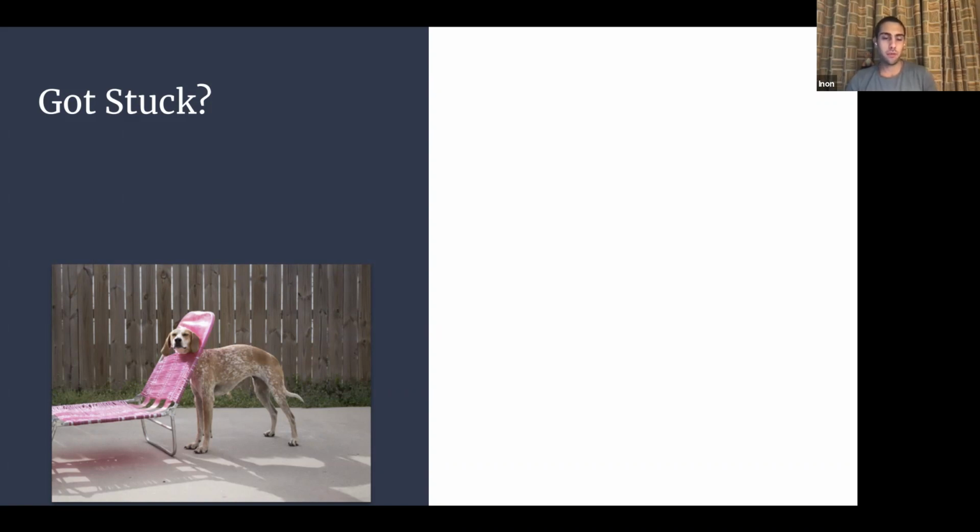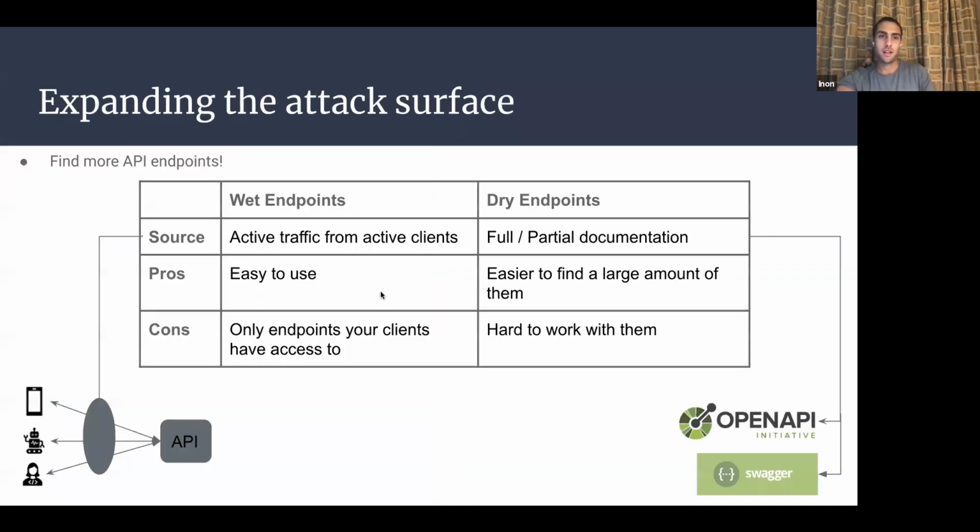If it was simple, you wouldn't be stuck. But I can give you some tips on how you can expand your attack surface when you perform a pen test for an API. So the first thing that you should do is to find more API endpoints, because API endpoints are entry points to the application. Each one of them is a potential surface to attack, right? So I want to talk about two different types of endpoints. I would call them wet endpoints and dry endpoints.